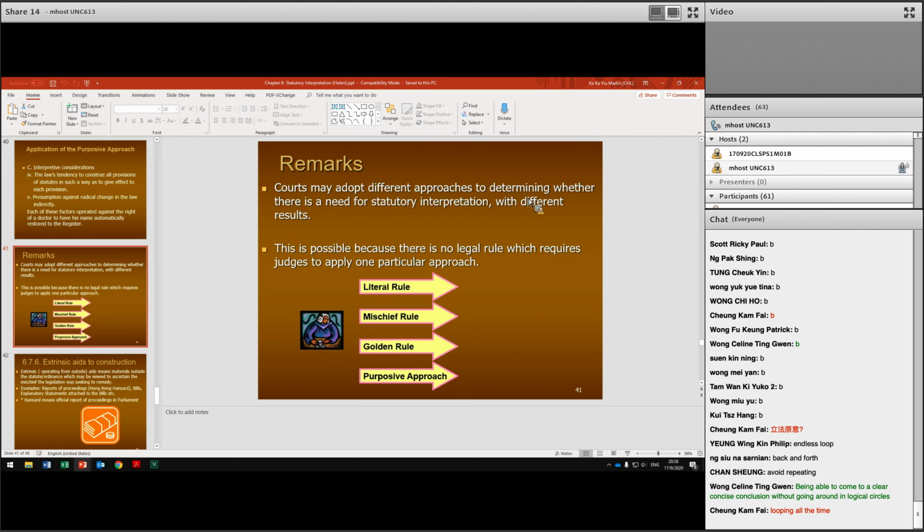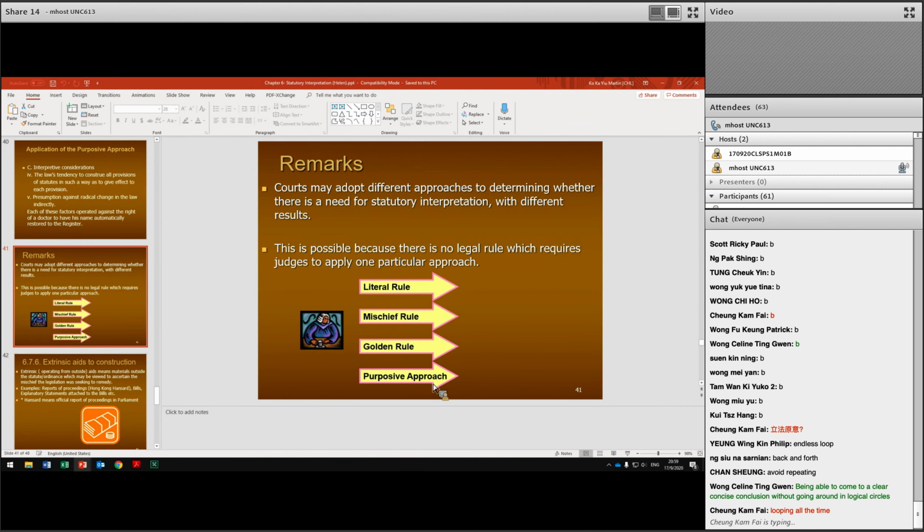Courts may adopt different approaches to determining whether there's a need for statutory interpretation, with different results. This is possible because there's no legal rule which requires judges to apply one particular approach. The judge can choose either one. There's no rule to dictate which approach has to be used by the judge. It may be the literal rule, mischief rule, golden rule, or purposive approach.